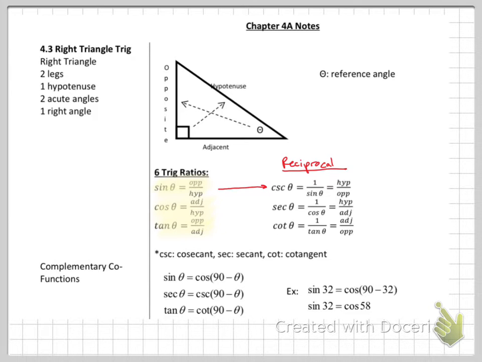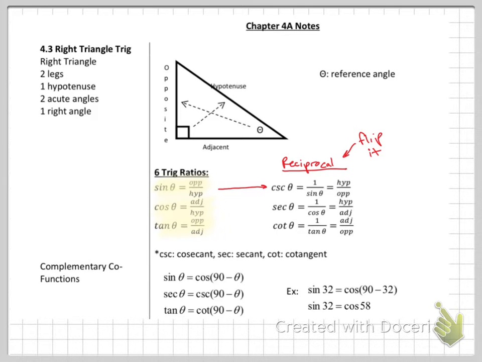So cosecant is the reciprocal of sine. That's why it says 1 over sine here. And that means it's hypotenuse over opposite, right? You flip it over. Reciprocal means flip it. Don't make it negative, just flip it. Secant is the reciprocal of cosine, so it's hypotenuse over adjacent. Cotangent is the reciprocal of tangent, so it's adjacent over opposite.